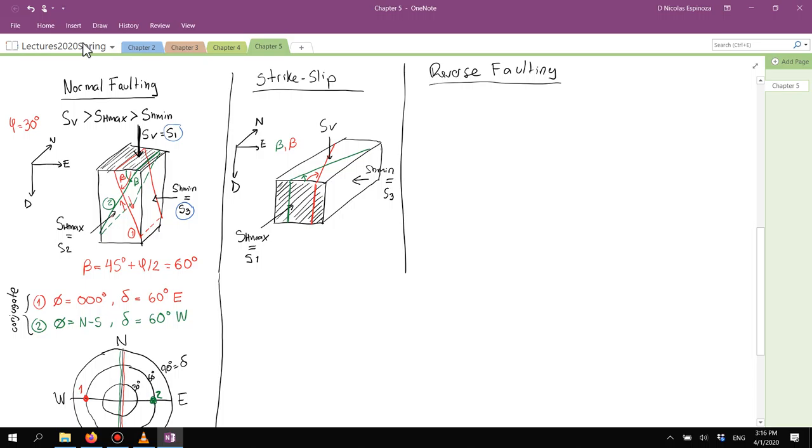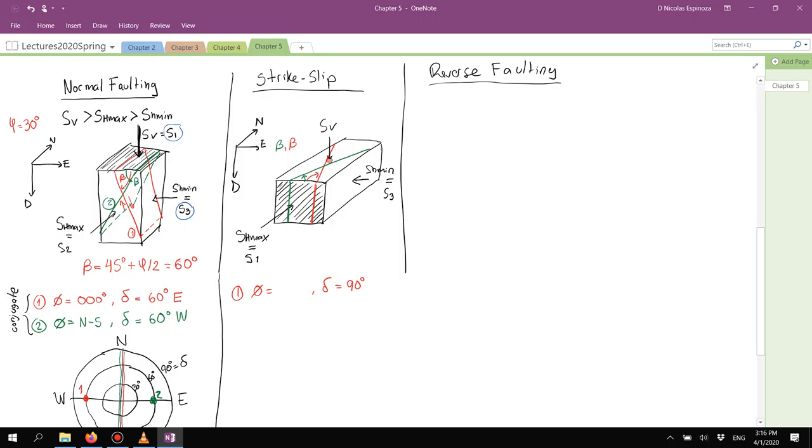Notice that those planes have to contain the direction of the intermediate stress, and the intermediate stress is vertical. So those planes are going to be vertical too. And what that means is that the dip is going to be just 90 degrees. It's a vertical plane.